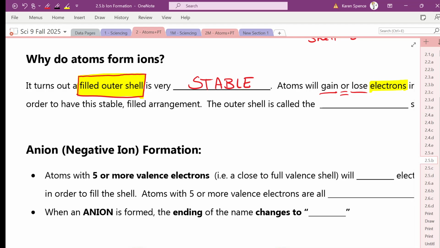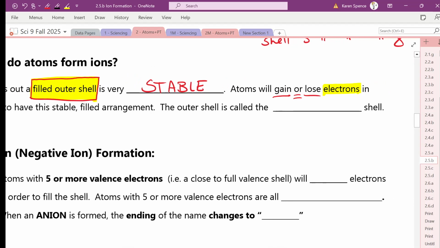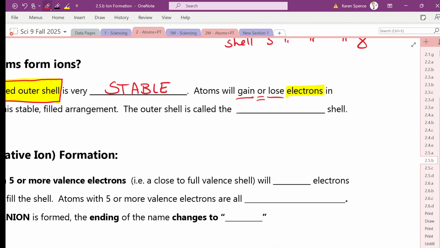And we're going to learn one more vocab word here. The outer shell is called a valence shell. Valence. Now we're going to mostly be dealing with shell number 2 or shell number 3. So we're looking at 8 electrons being full. Okay, 8 electrons is going to be full.